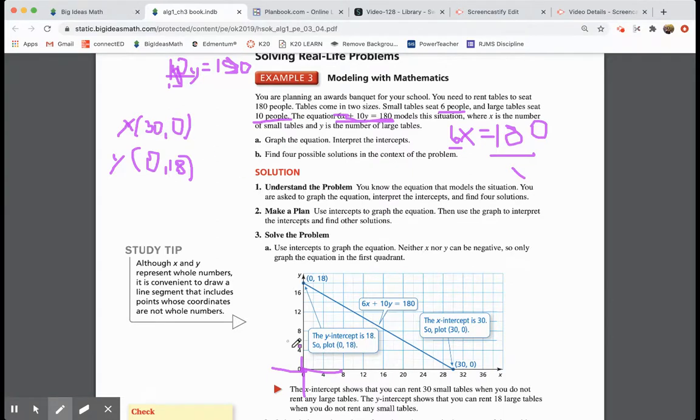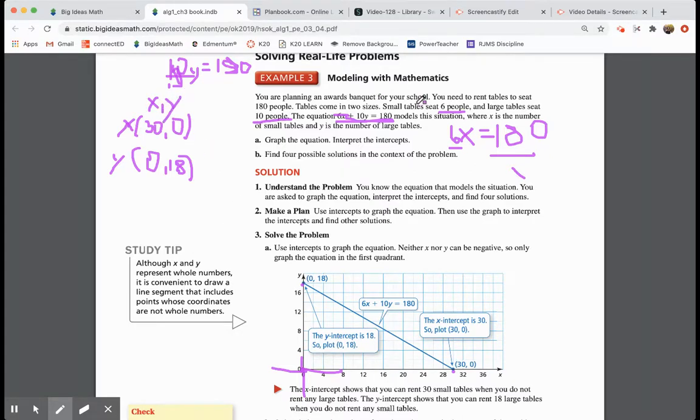So my x-intercept is 30, 0, so I go over to 30 on the x-axis, and there's my x-intercept. My y-intercept is the point 0, 18, so I go up to 18, and there's my point. We draw a line through them. There's our graph. Interpret the intercepts. Okay, so what that means, if we go back and look, my x-intercept is the point 30, 0. Okay, these are actual coordinates, points. Every point is always x, then y.